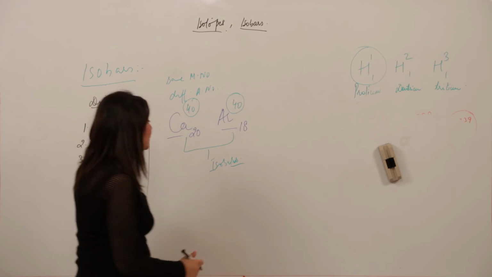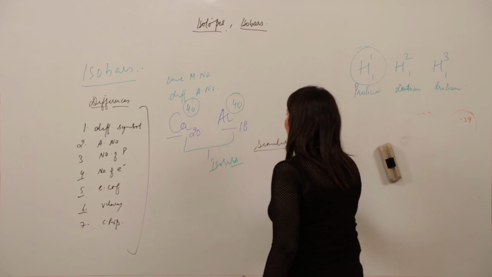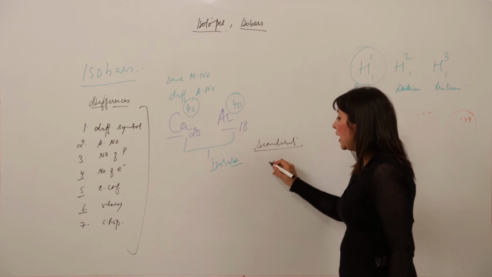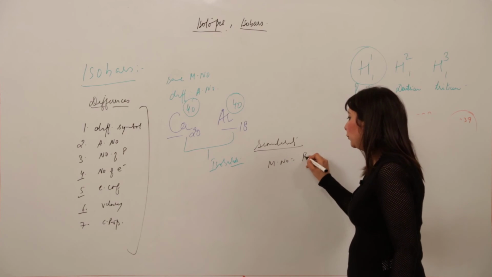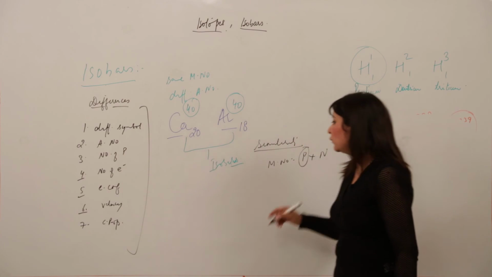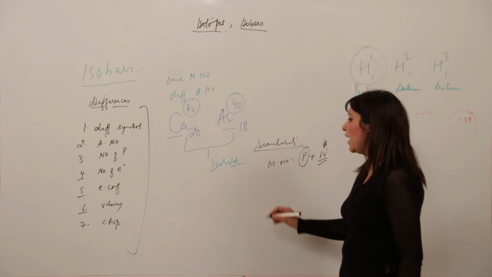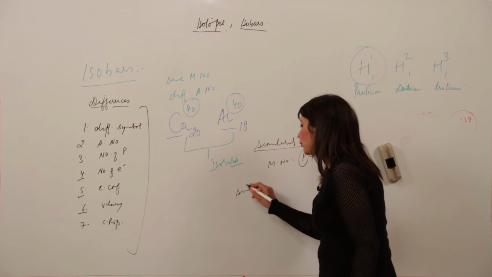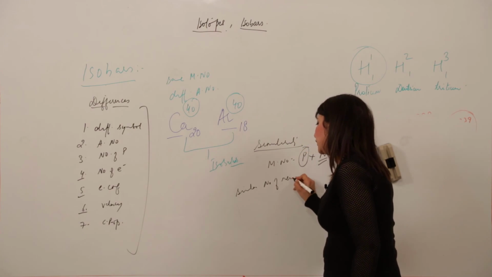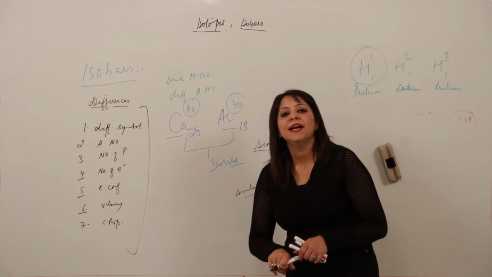But now what is the similarity? The similarity lies in the same mass number, and we know mass number is formed of protons and neutrons. Protons are actually different in them. So what similarity do they have? The similarity is neutrons. They have a similar number of neutrons. And this is the factor which relates them to each other, that they are isobars.